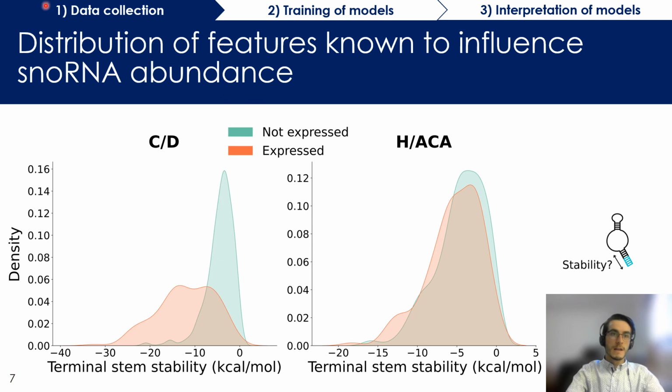First off, for the data collection, I'll show you here the distribution of terminal stem stability for CD-box and HACA-box snoRNAs. And as you can see, expressed CD-box snoRNAs tend to have a more stable terminal stem than their not expressed counterparts, and we don't see such a trend in HACA-box snoRNAs.